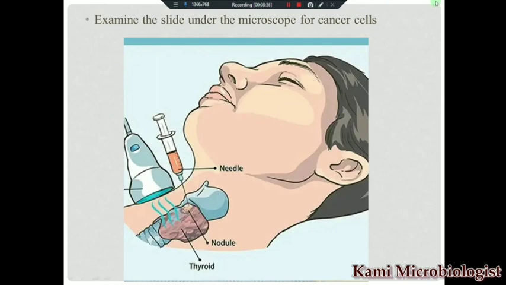Now this is a simple diagram, and it shows how you can do the fine needle aspiration. So this is the scanner area. First of all, we have to use the scanner, and once the affected portion is detected by the scanner, we will inject the needle, as you can see. Now once the needle is injected, we will take the fluid. Okay, so this is how the whole process is performed.